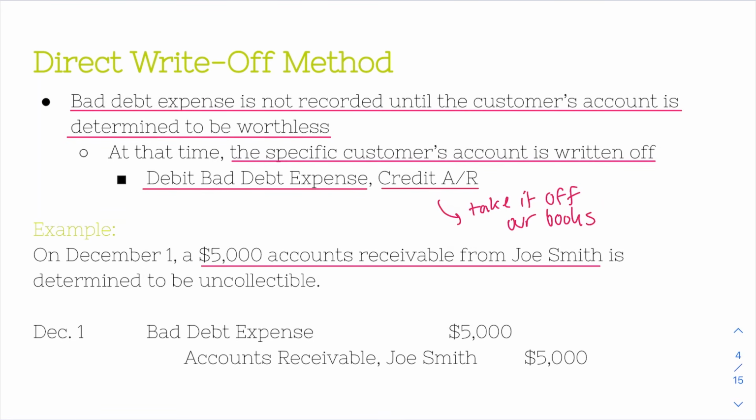So what we are going to do is simply debit bad debt expense for $5,000. We're debiting it to increase, and then we are going to credit accounts receivable Joe Smith for $5,000. So we are taking Joe Smith's accounts receivable off of our books, and we are acknowledging the fact that it's uncollectible, and we're incurring an expense for that. So that is our entry for the direct write-off method. It's the more simple method of the two. So we just debit bad debt expense and credit accounts receivable.